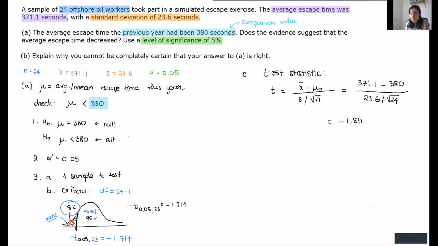It's somewhere around here, which means that my sample actually is on the rare side of my distribution, which means that it was very unlikely that I got such an extreme result, which kind of makes sense with what we're seeing. Right? If my original escape time was actually 380, it is very unlikely that for a sample of 24 workers, my average had been 371.1 seconds. Right? And so most likely the actual average was smaller than 380. Does everybody understand this? If so, please raise your hand.